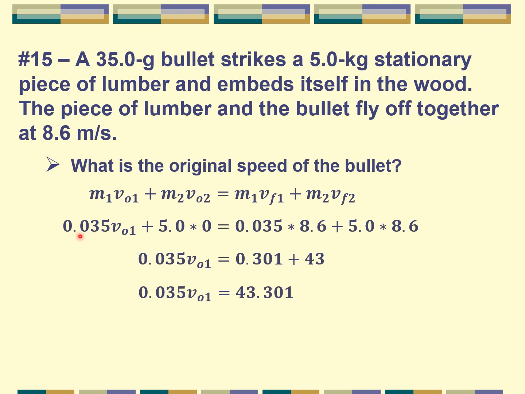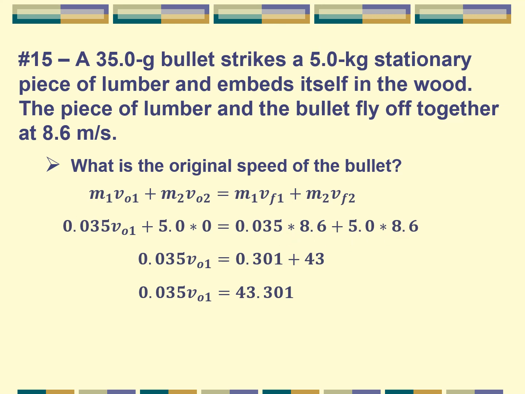We know that 0.035 is going to be the mass of the bullet times its initial velocity, which is going to be our unknown, plus 5 times 0, that's the initial velocity of the piece of lumber, so that's going to be 0. And then 0.035 times 8.6 plus 5 times 8.6, because the final velocity of both of them when they stick together is going to be the same.